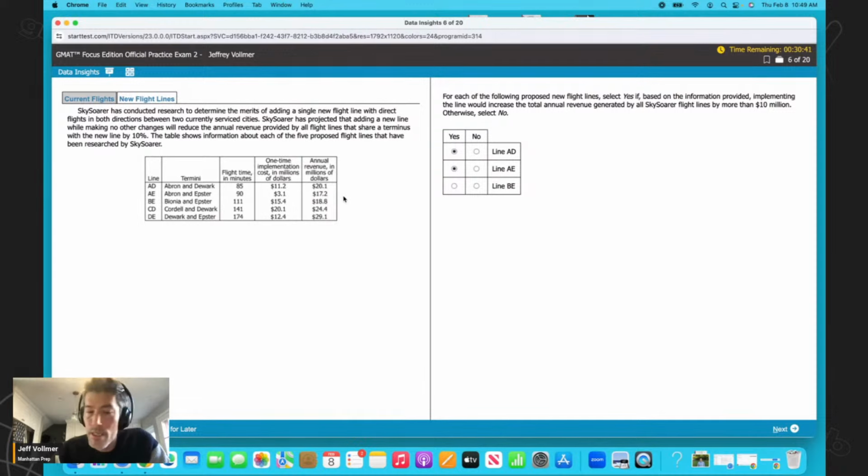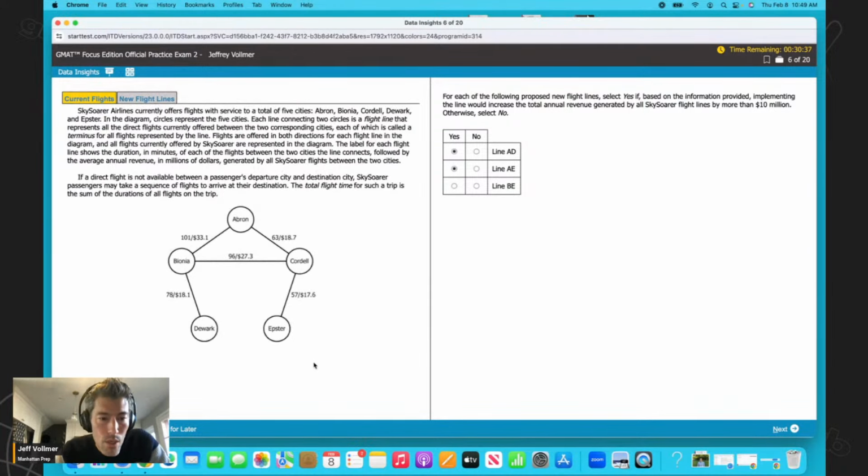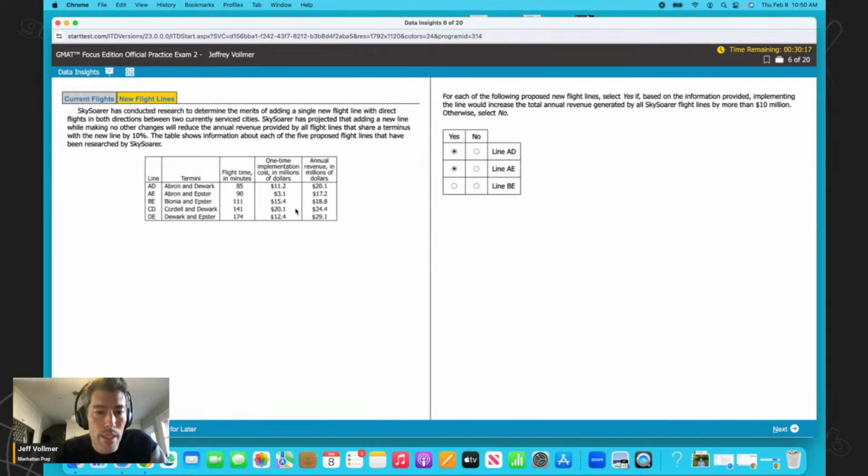And then line BE, 18.8. If I put in line BE, I'm going to lose 10% of 33.1. So again, 3.31. I'm going to lose 10% of this, 1.81. And I'm going to lose 10% of this, which is 1.76. Add those up. I think we're at about 6.8, 6.9 million there. And BE generates 18.8. I think we're good.